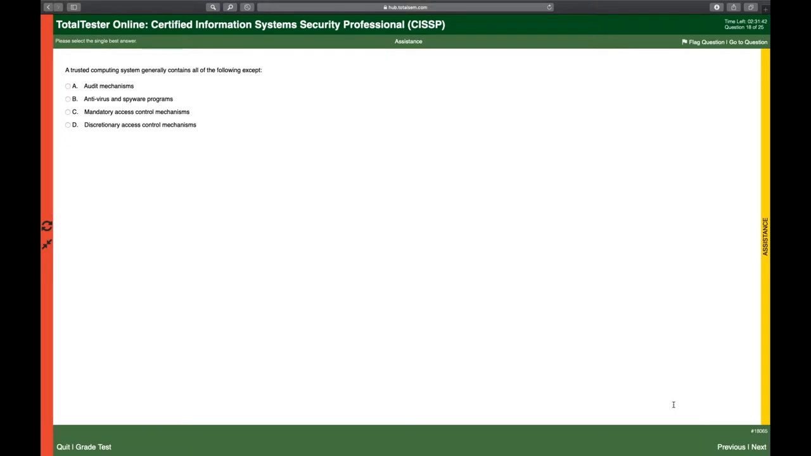Number 18, a trusted computing system generally contains all of the following except. I'm ready. Trusted computing system. All right, go for it. I am going for B. Yeah, it is Bravo. I picked Bravo too, because I think those were third-party stuff, right? I agree that antivirus is a joke, but it should be at the core of every trusted system. You have to have it. So what's your rationale? I was thinking it was because they were third parties. I didn't think a trusted computing system would have that.